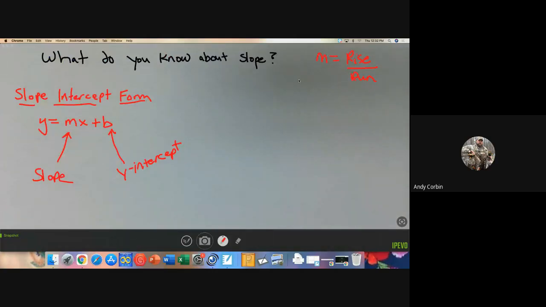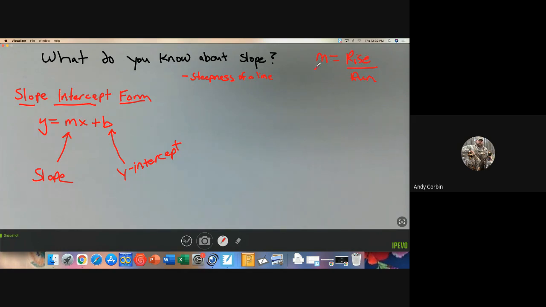All right, so just in everyday terms, slope is the steepness of a line. You need to write this down. And it's a ratio, okay? I think it was Kamari or somebody said that slope is equal to rise over run.